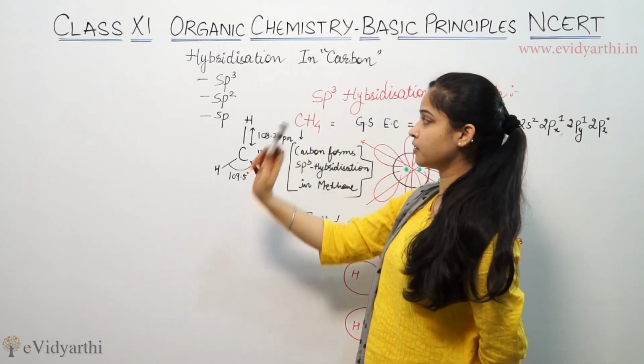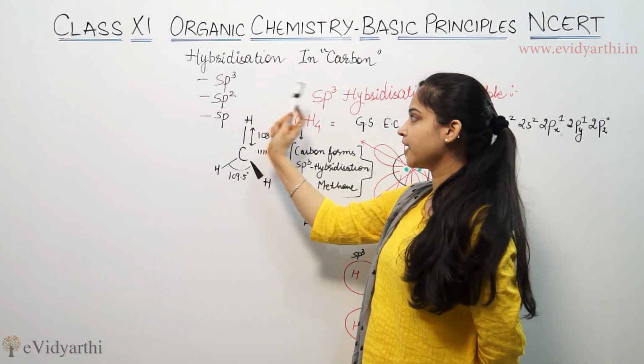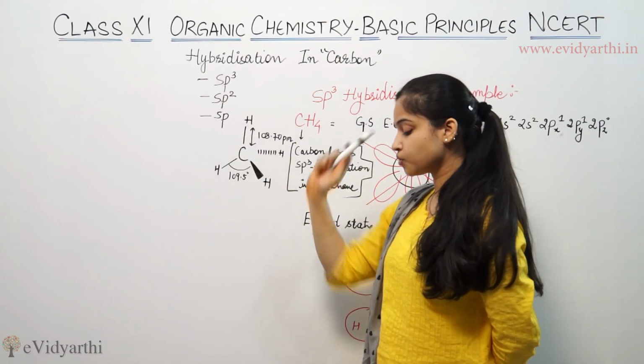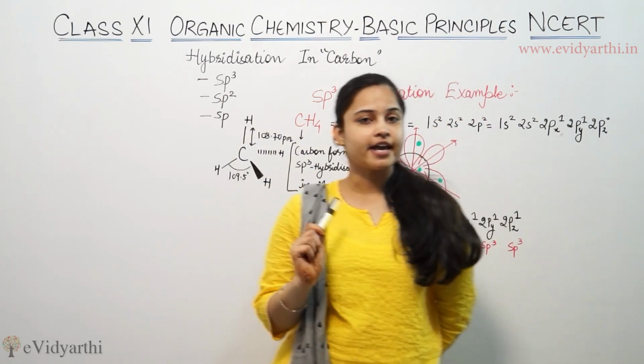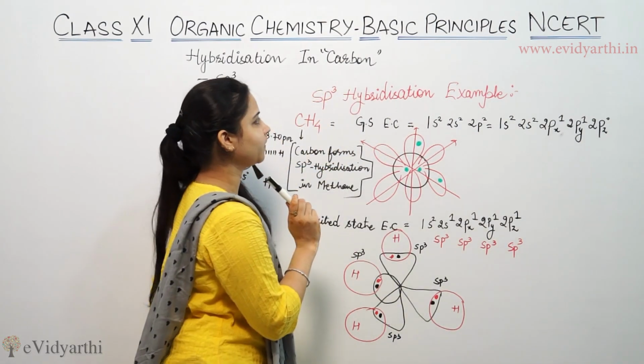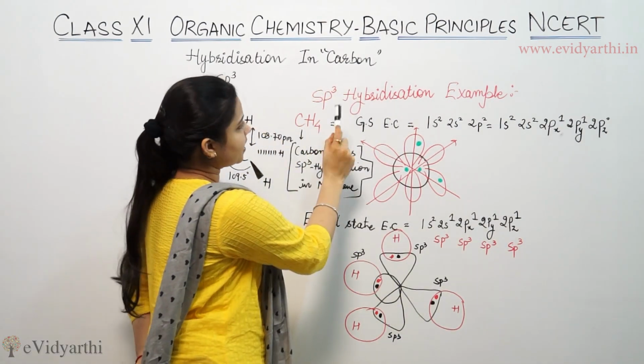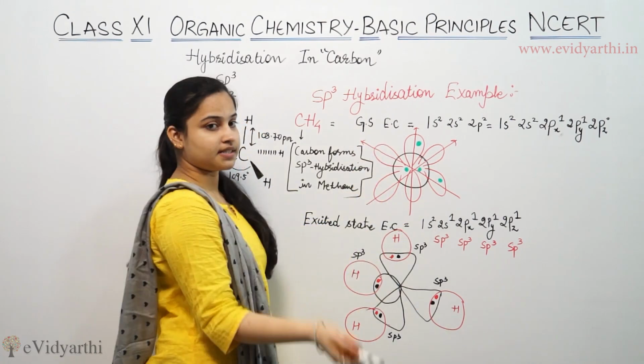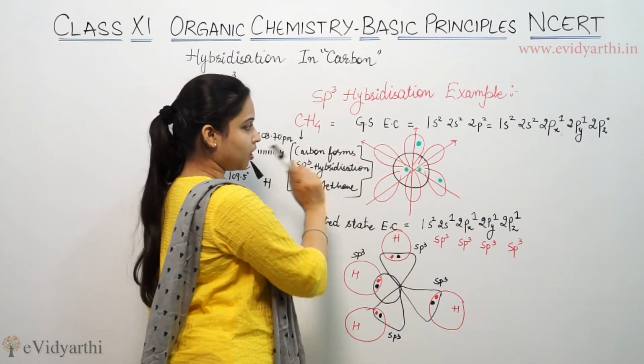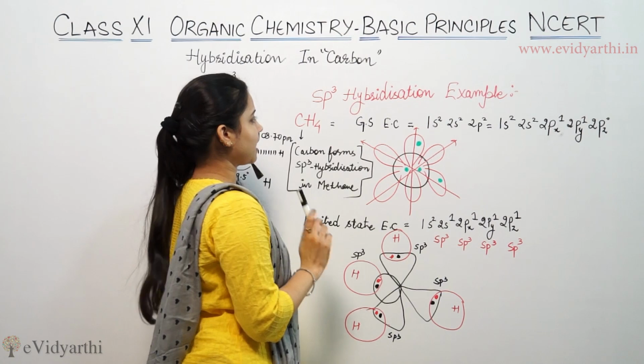Hybridization in carbon. Carbon has three types of hybridization, sp3, sp2 and sp. First we will deal with sp3 hybridization of carbon. The example we are taking for sp3 hybridization is methane. So, let's begin with this example.